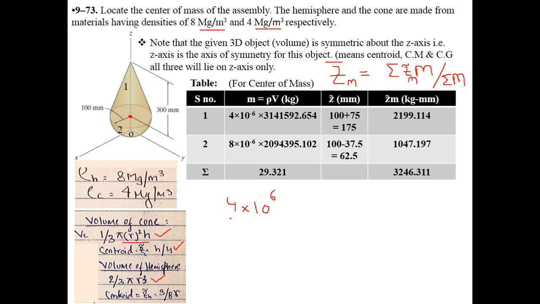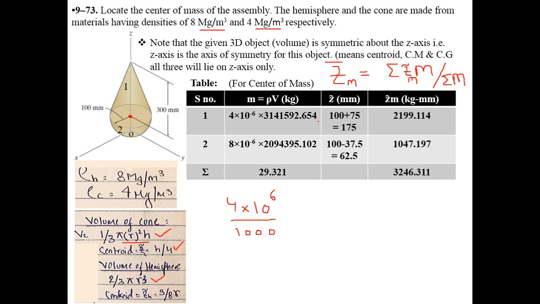And so this is gram. We have to convert this into kilogram, so we have to divide this by 1000 as well. So this will be converted into kilogram per meter cube, right?